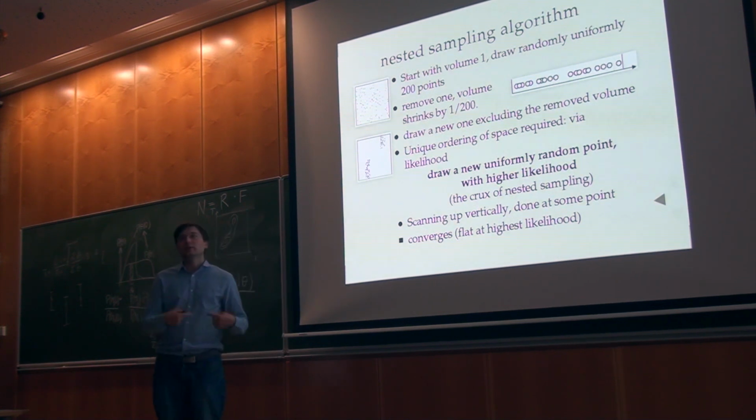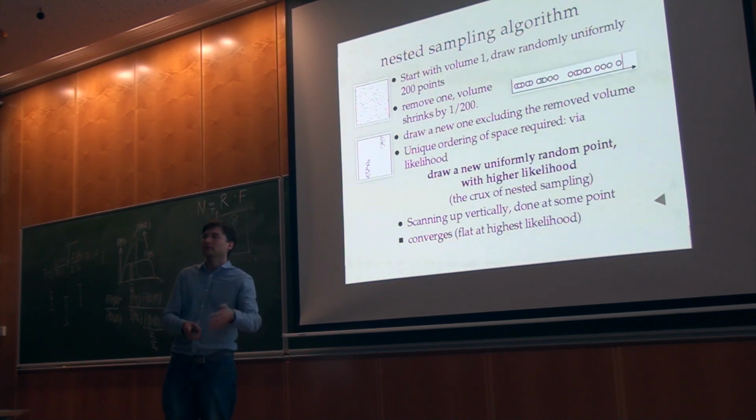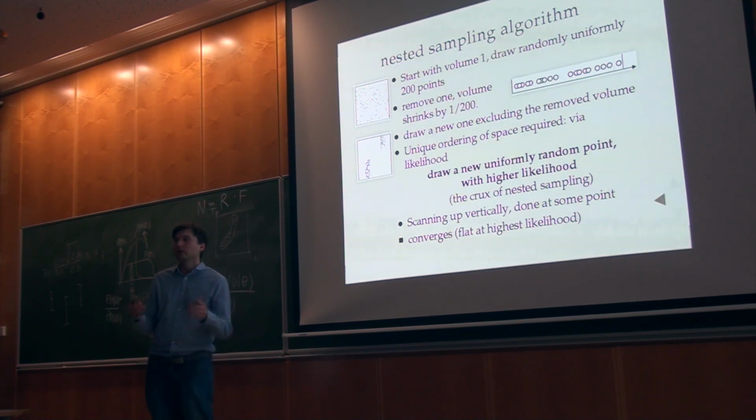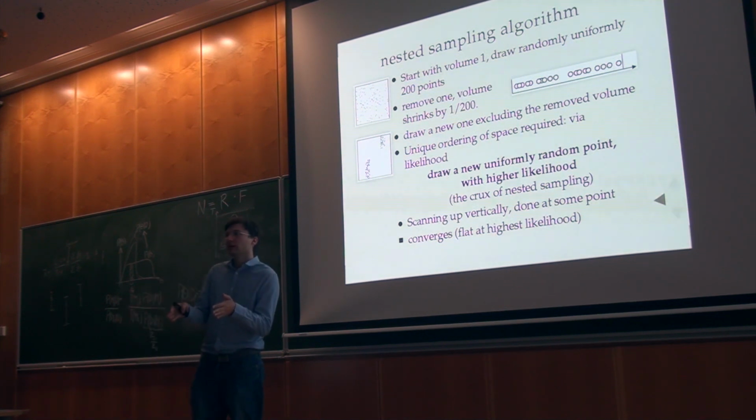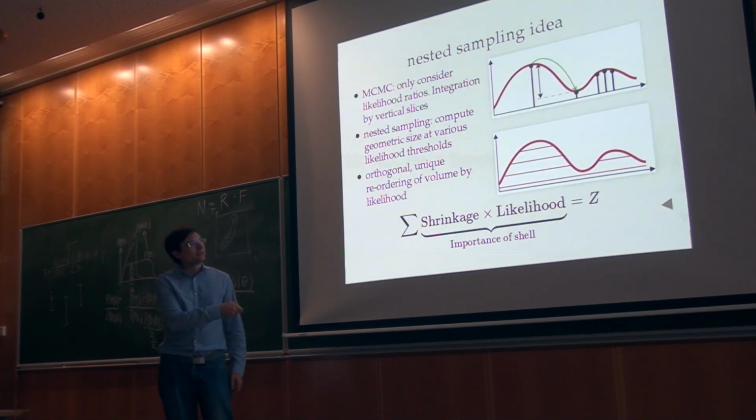And that, in every iteration, makes the volume shrink by a constant factor, which is basically this. And so you're keeping track of the shrinkage and the height, because that's the likelihood of the point you just threw out, and that allows you to make that integral. And that gives you the total integral over the parameters.